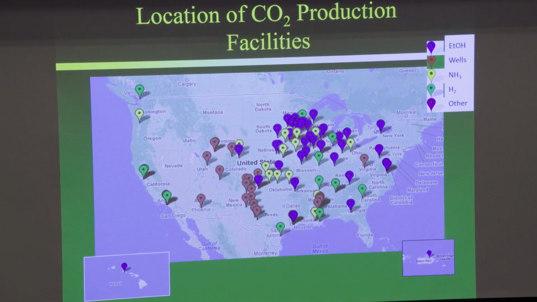But you can see where the plants are. You have the ethanol in the Midwest, and hydrogen plants, a lot of them used for refineries.